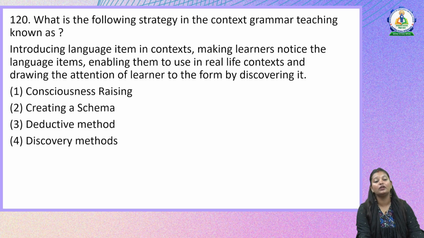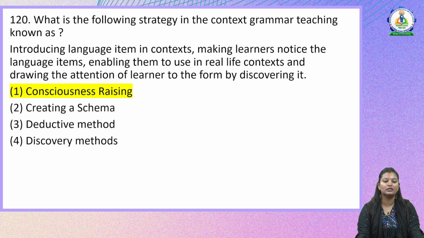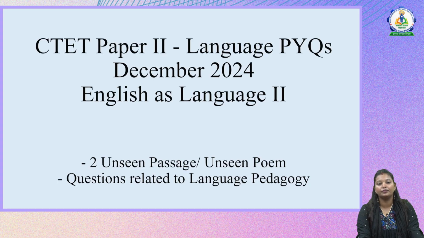Let us still look at all the options that are in front of us. Option 1 is consciousness raising. The second option is creating a schema. Option 3 is deductive method. And option 4 is discovery method. So the correct answer here is consciousness raising. We have already discussed what deductive and inductive methods are. So now let us look at the next question.